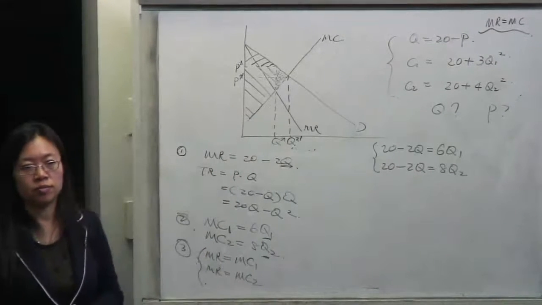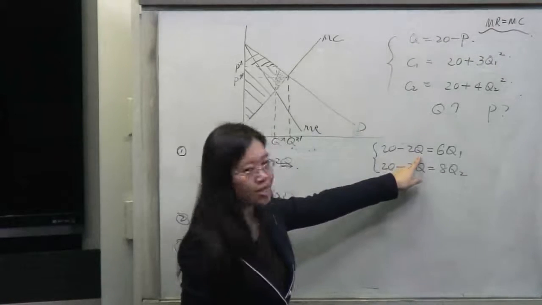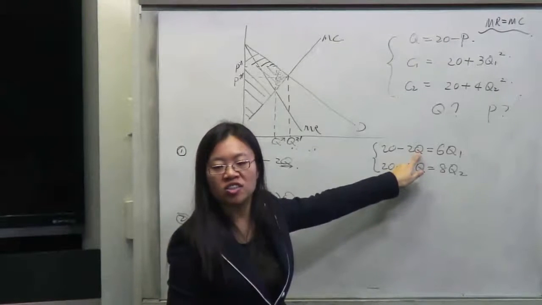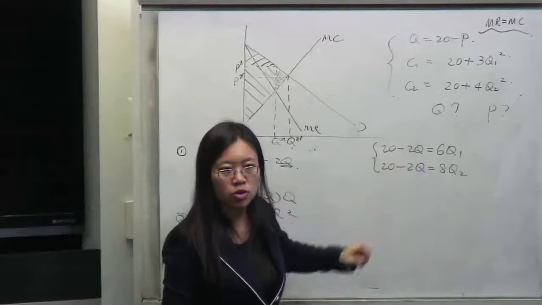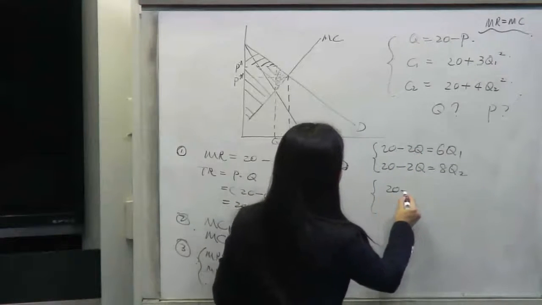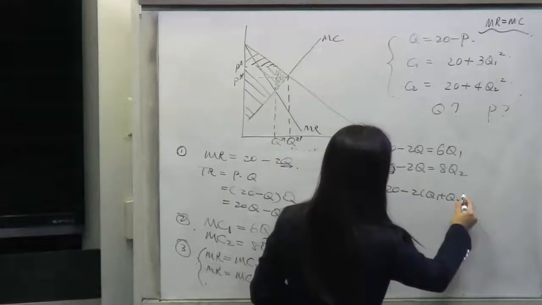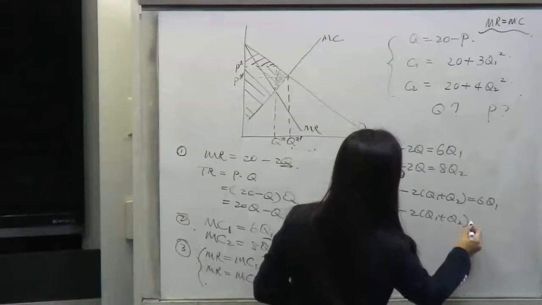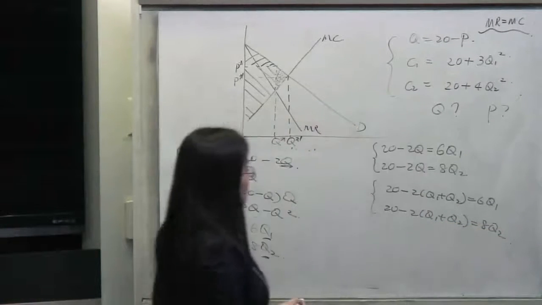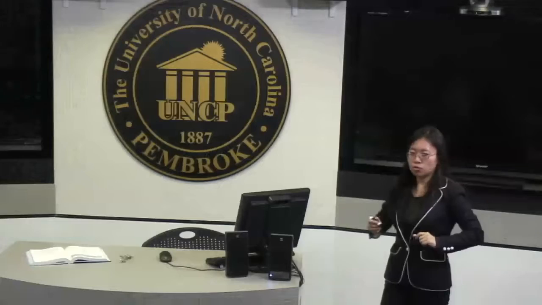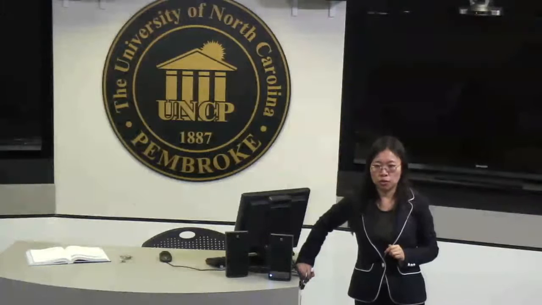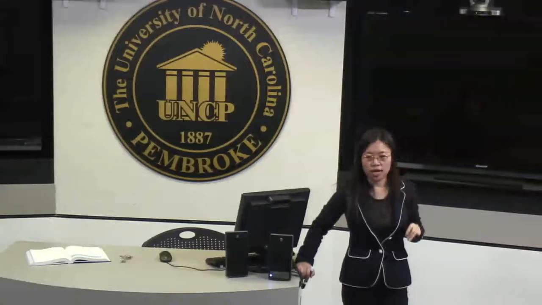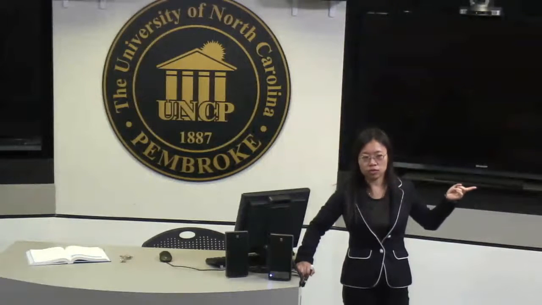Okay, are you guys with me here? Yes. Okay. Now we're going to replace this Q with what? Q1 plus Q2. This Q is total output. We're going to replace that right now. So now you have two equations, two unknown variables. You can solve Q1 and Q2. I'm pretty sure some of you may have difficulty in this step, right? How to solve it.